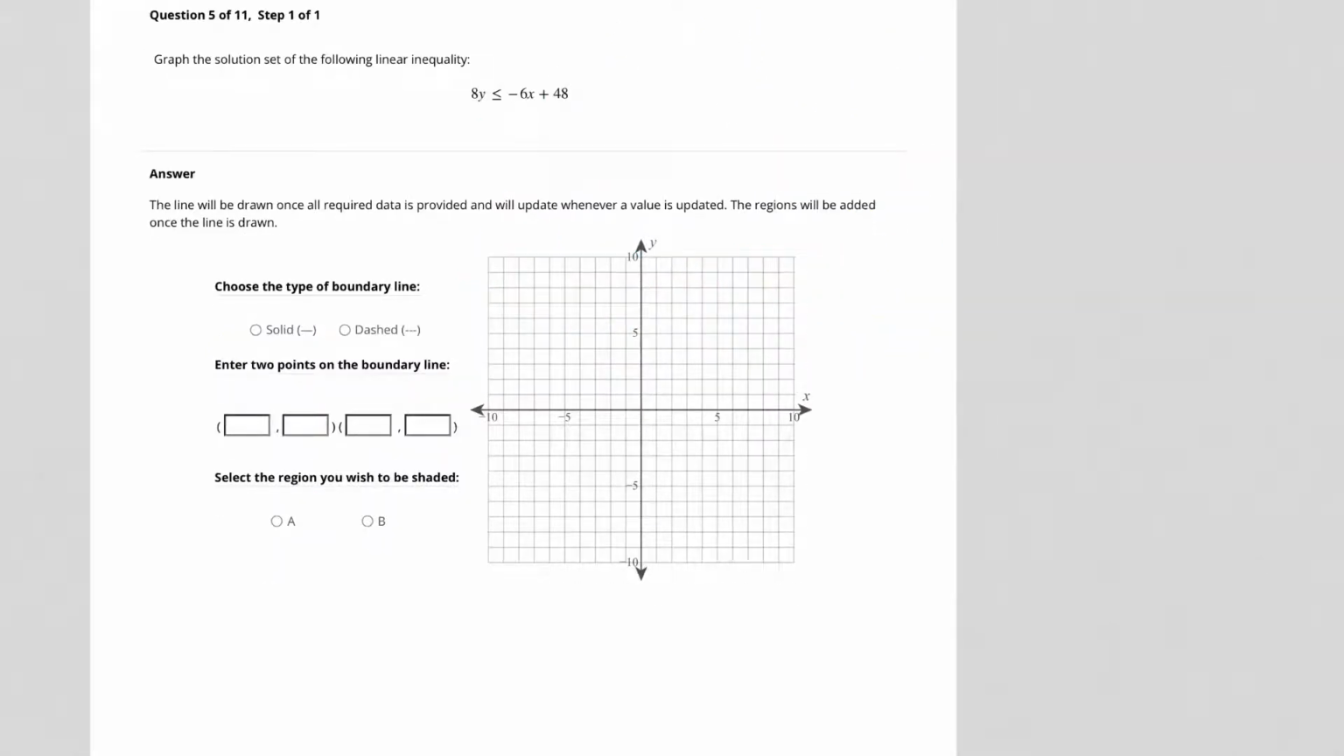This time I have 8y less than or equal to negative 6x plus 48. Less than or equal to means solid line. And I'm actually going to put this in standard form so that I can do the x and y intercepts a little bit more easily. So I've just added 6x to both sides. That leaves me with 8y plus 6x less than or equal to 48.